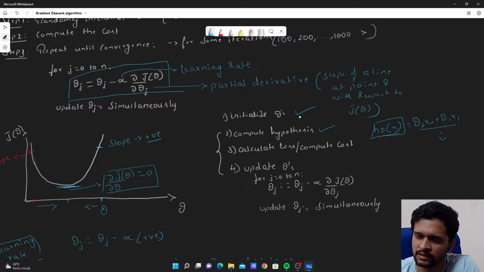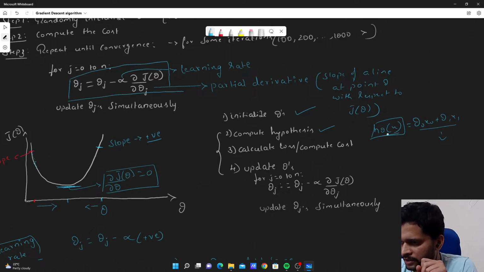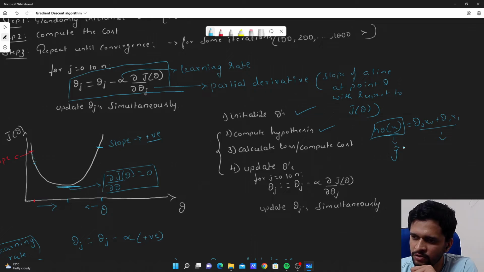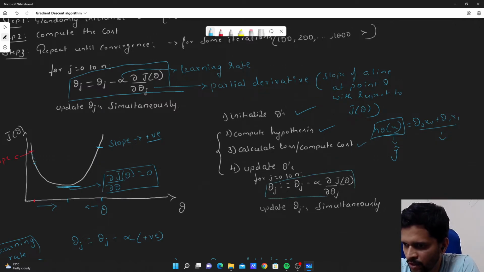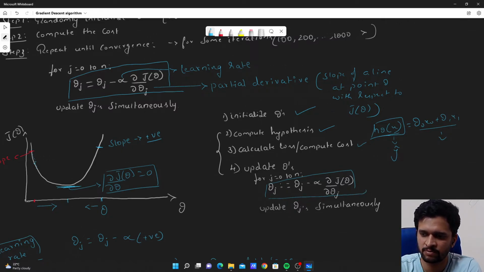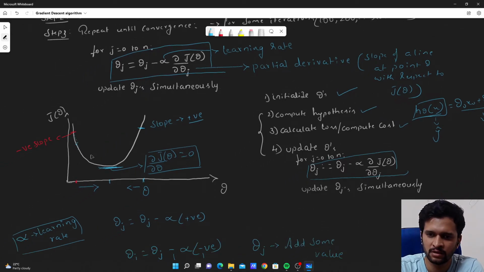So after initializing thetas with random values, we compute the hypothesis. Once we calculate the hypothesis, we plug these hypothesis values, also called predicted values, into our cost function to calculate the overall cost. Once we have the cost, we apply this formula of gradient descent to update the thetas respectively. How the thetas get updated, I have explained as part of this figure here.